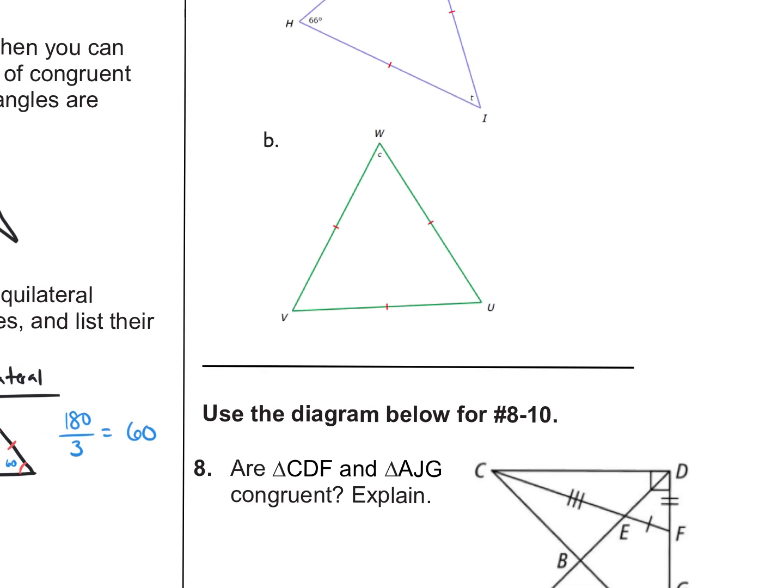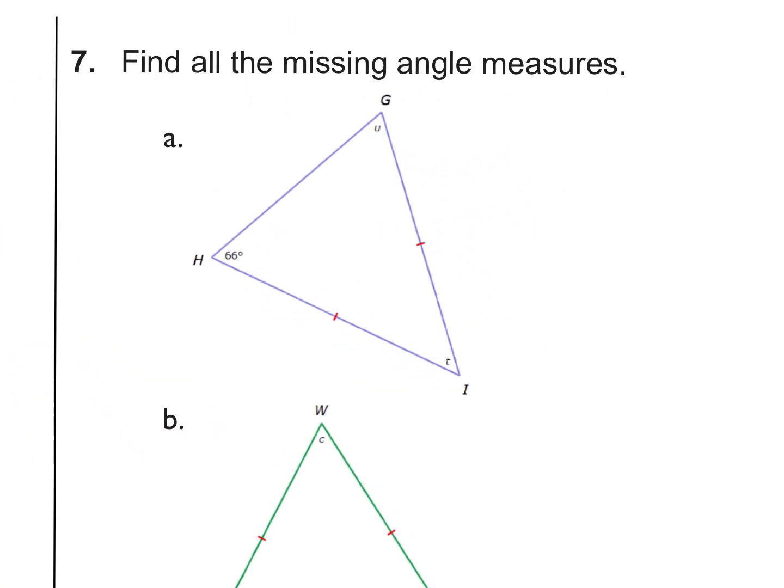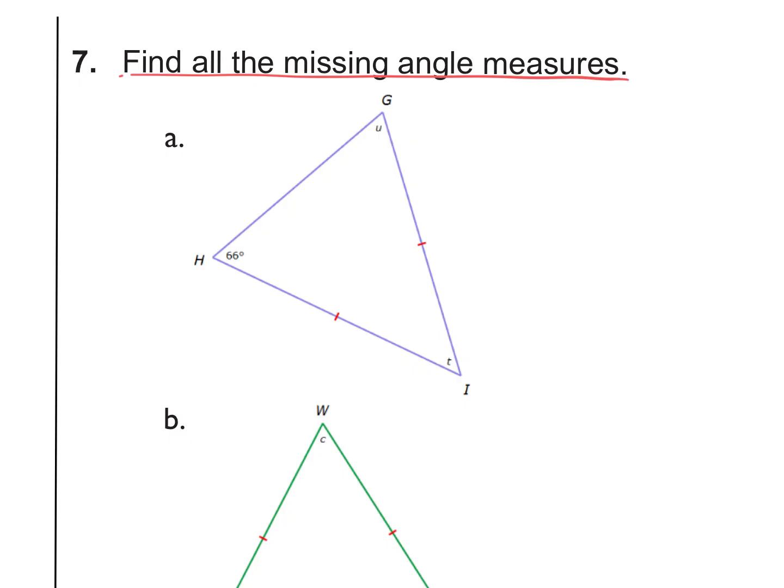Let's hop up to number 7. Okay, number 7, making sure we read directions. It wants us to find all the missing angle measures. Okay, so what kind of triangle is part A? It is isosceles because of those two congruent sides, so what can we assume? Right, we can assume that H and G are congruent to each other, so yes, what does G have to be? 66. So we found one of them.